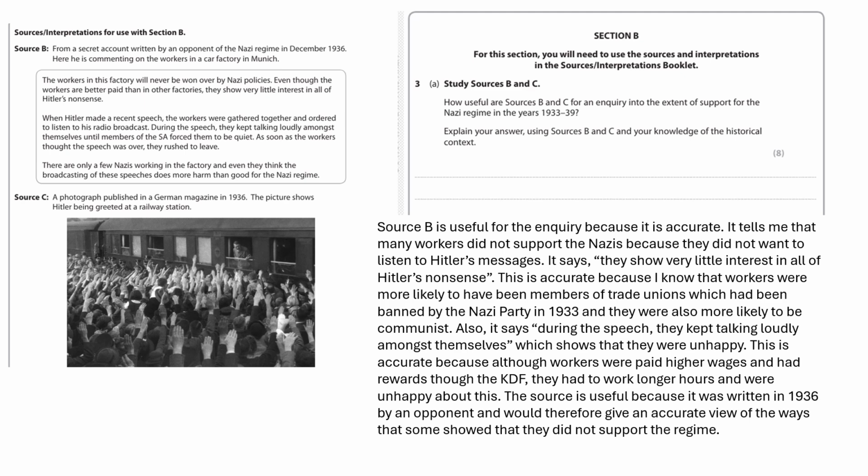So read through the response on your screen now and find where we have the judgment, the content, the contextual knowledge, that means the knowledge about the time, and find out where this person has written about provenance. So why the provenance of the source or the origin of the source makes it useful. So pause the video now for 2 minutes.